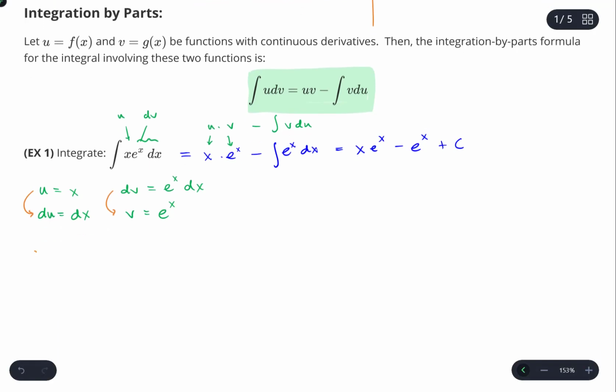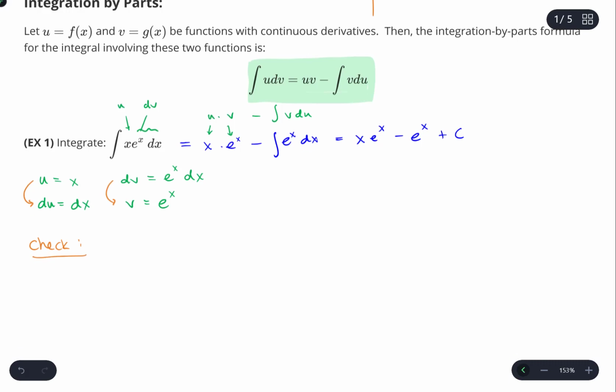And you can always check these things if you're unsure. The check is just to differentiate what you have. So x e to the x minus e to the x plus c.